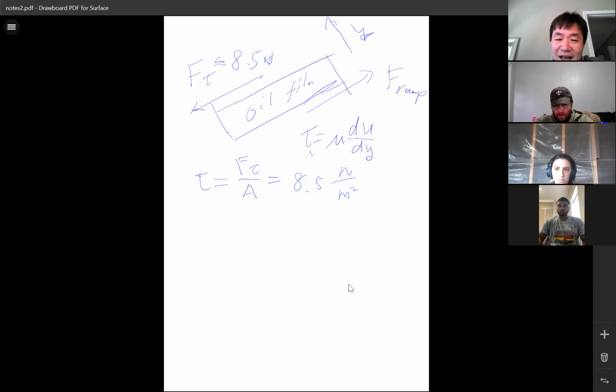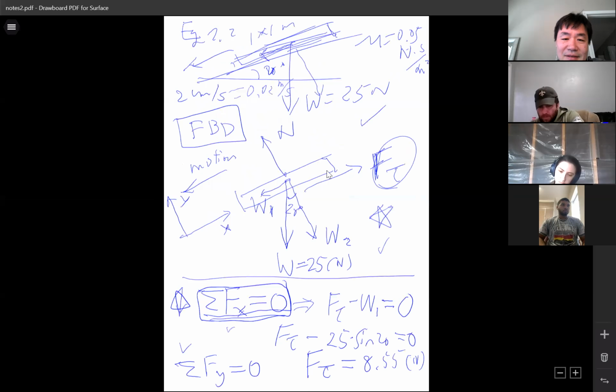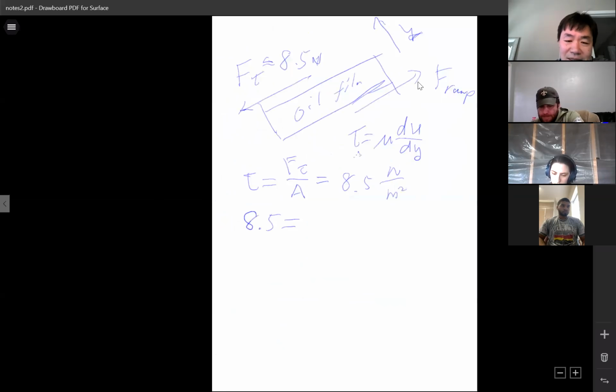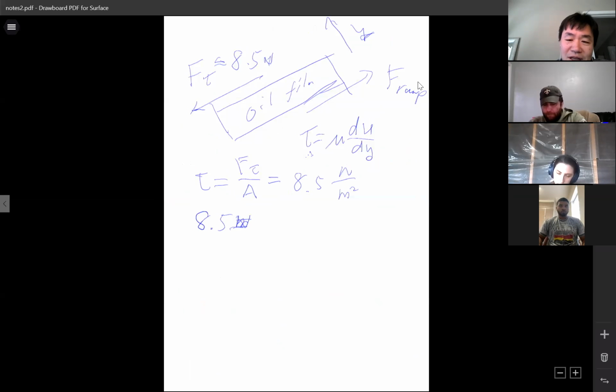Okay, good. So 8.5, let's apply this equation, equals viscosity. What is the viscosity? Is it given? Here it is, 0.05 Newton second per meter square, right? 8.5 Newton. Let's put the unit always, make sure it's, you know, engineer, we have to be strict, right? 0.05 Newton second per meter square, right? Times du dy. How to construct the du dy? What does that mean, really?